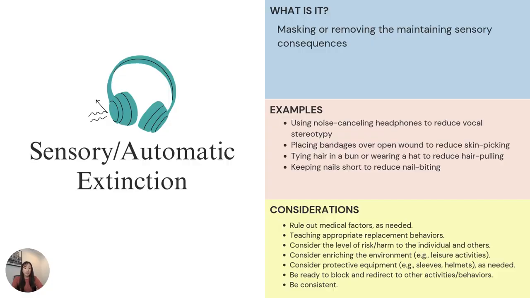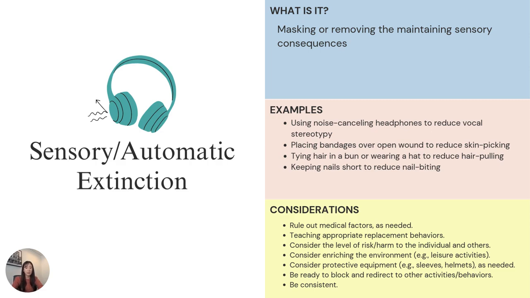So this strategy, the sensory and automatic extinction procedure, is our first one that we'll be discussing. This is a strategy that we want to implement when we have a behavior that is maintained by sensory or automatic function. So that hand flapping or pacing or nail biting that we discussed. So what is it? It's masking or removing the maintaining sensory consequences. So some examples of utilizing this procedure are to use noise canceling headphones to reduce vocal stereotypy, placing bandages over open wounds to reduce skin picking, tying hair in a bun or wearing a hat to reduce hair pulling, and keeping nails short to reduce nail biting.